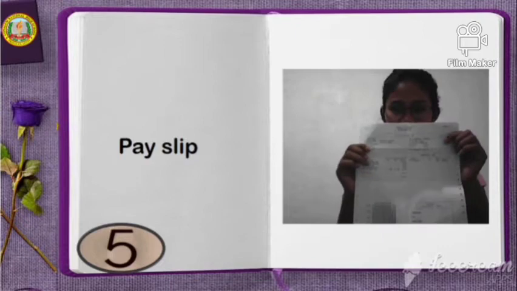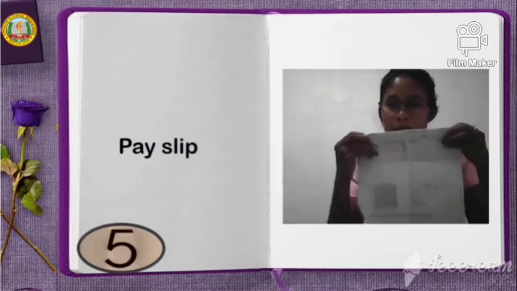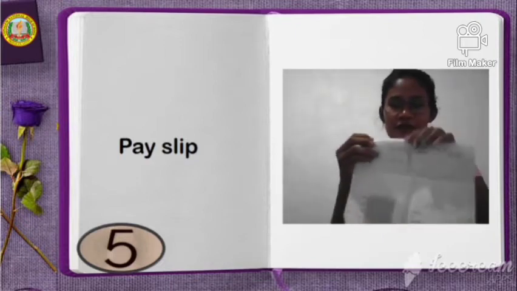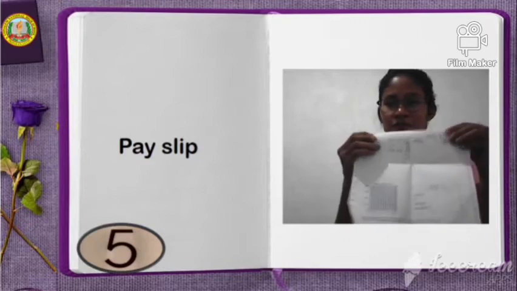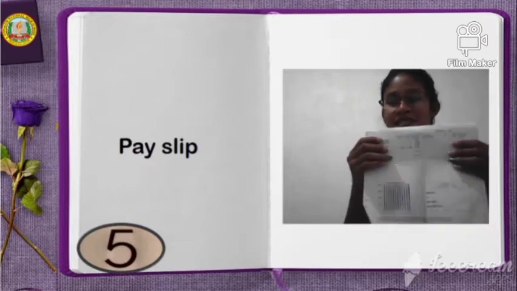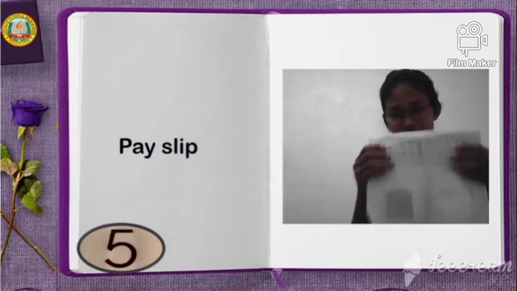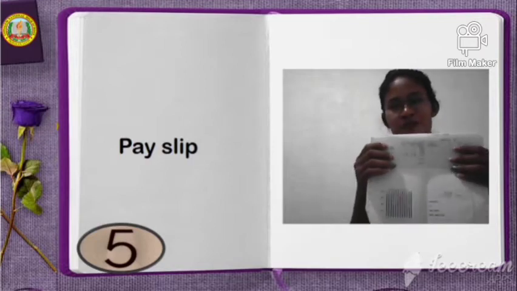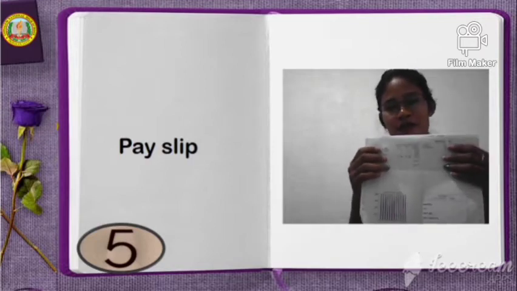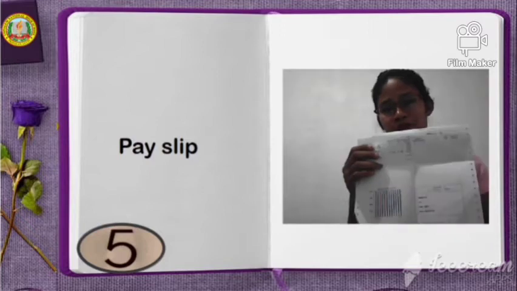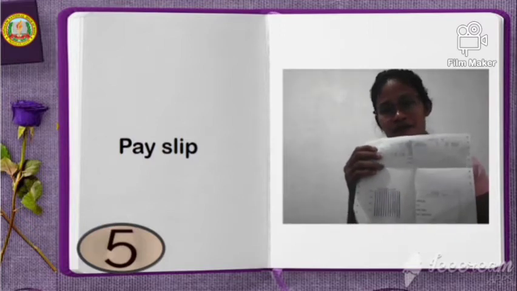For number 1, this is a payslip. So what is a payslip? This reflects my net pay, my monthly salary, and my deductions. Again, this reflects my monthly salary.